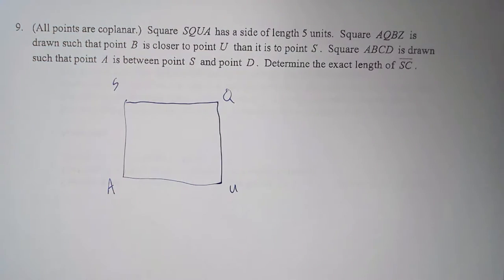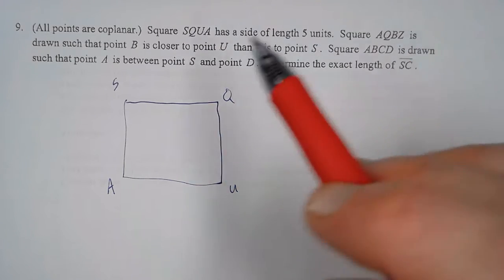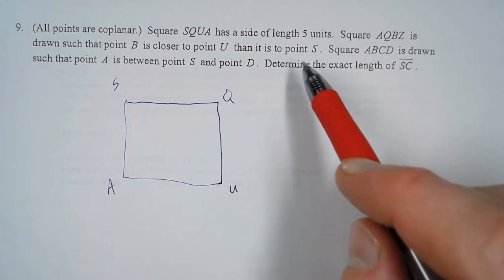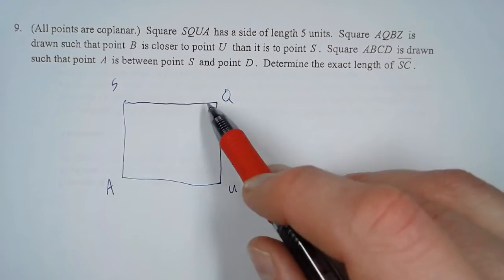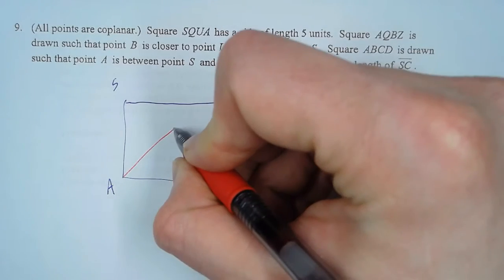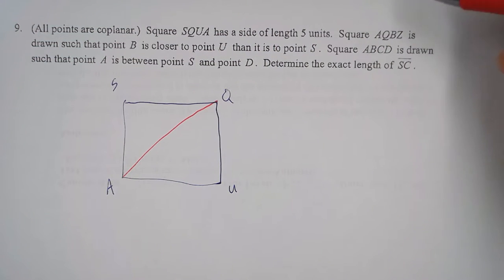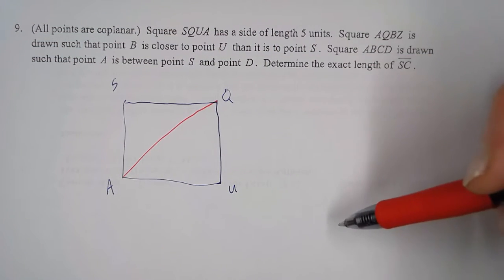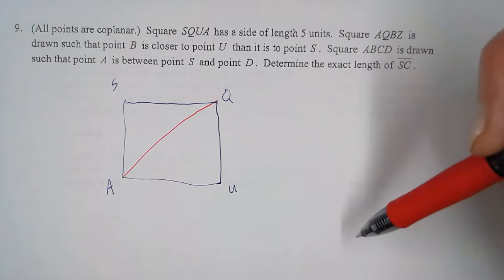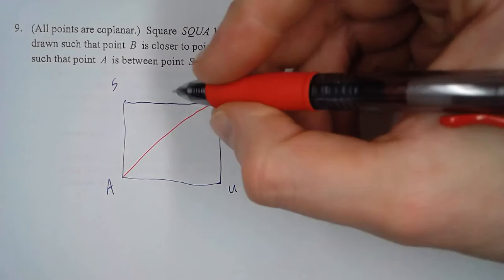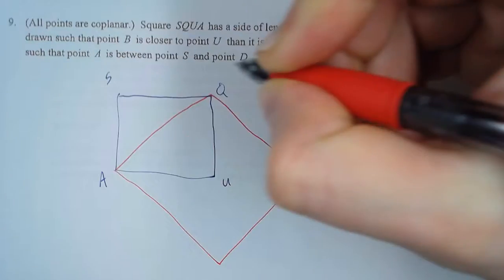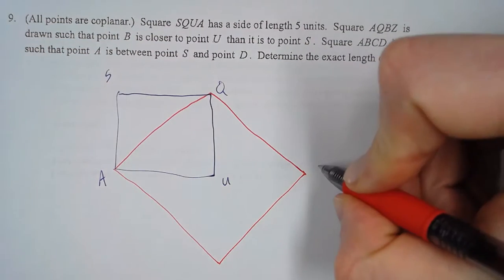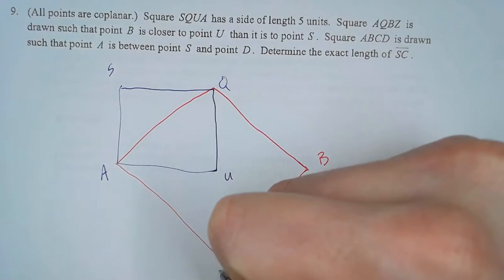All right. The next one, square AQBZ, is drawn such that point B is closer to point U than to point S. Now notice it's got 2 points mentioned already, A and Q. So here's one side of this square. And then it says that point B is closer to U than to S. So that means we're going to draw it this way, not this way. And so the other 2 points are B and Z.